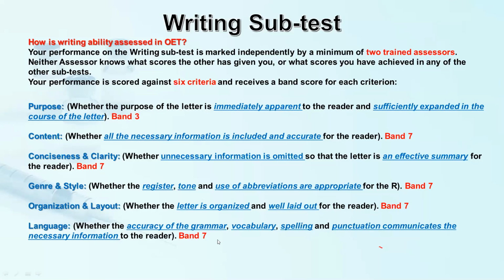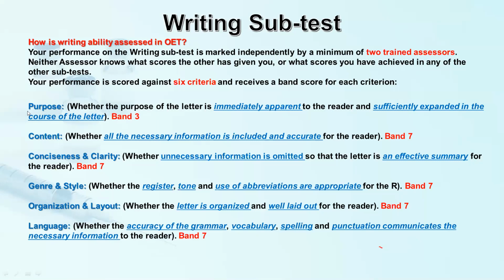Now, let's start with the writing assessment criteria. First of all, how is writing ability assessed in OET? Your performance on the writing subtest is marked independently by a minimum of 2 trained assessors. Neither assessor knows what scores the other has given you or what scores you have achieved in any of the other subtests. And your performance is scored against 6 criteria and receives a band score for each criterion.